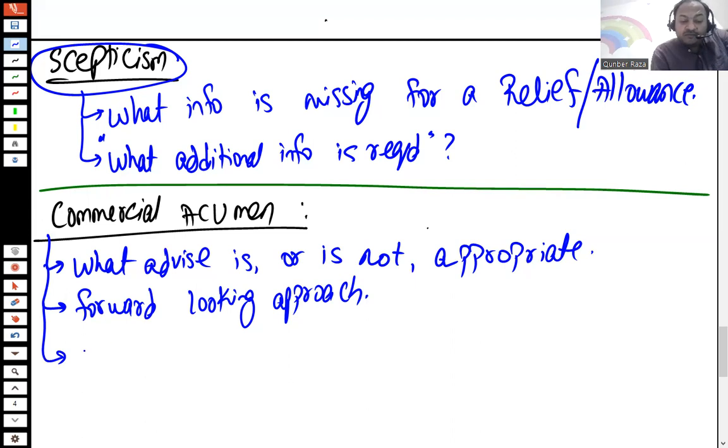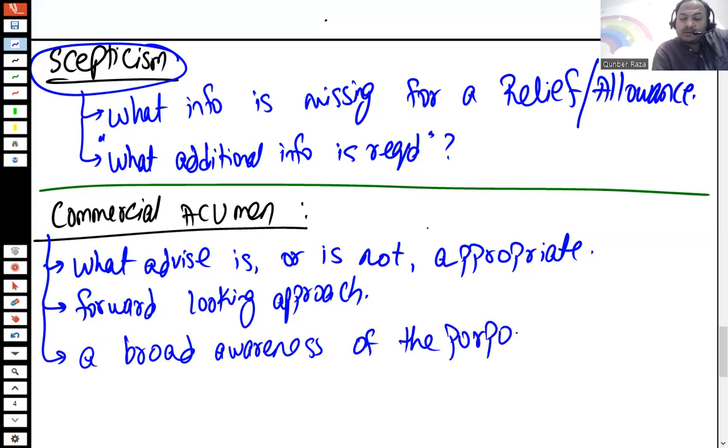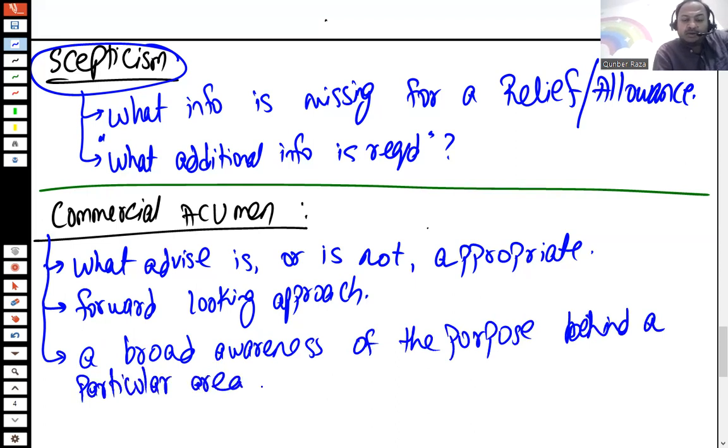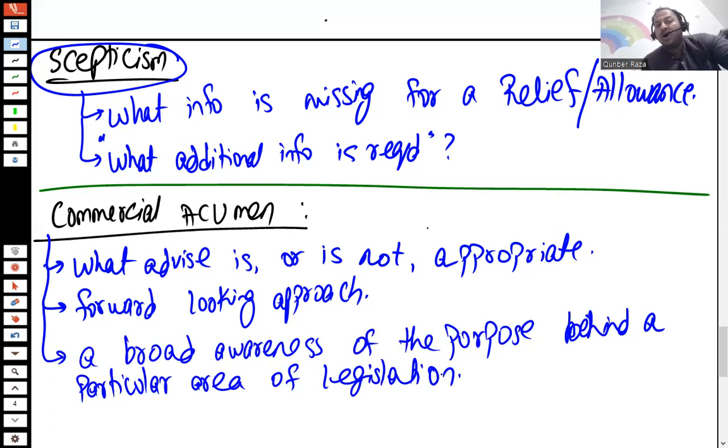Further, last but not the least, in commercial acumen, there is one more expectation of the examiner, which expects a broad awareness of the purpose behind a particular area of legislation. Like why any particular legislation is made or is withdrawn, or if it's an anti-avoidance legislation, why this anti-avoidance legislation is introduced. All of such things are part of commercial acumen. So this is the broad discussion on the professional skill set which the examiner expects of you.